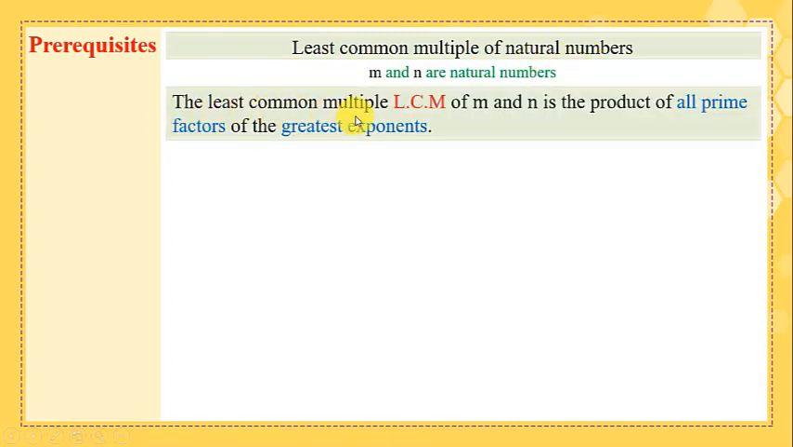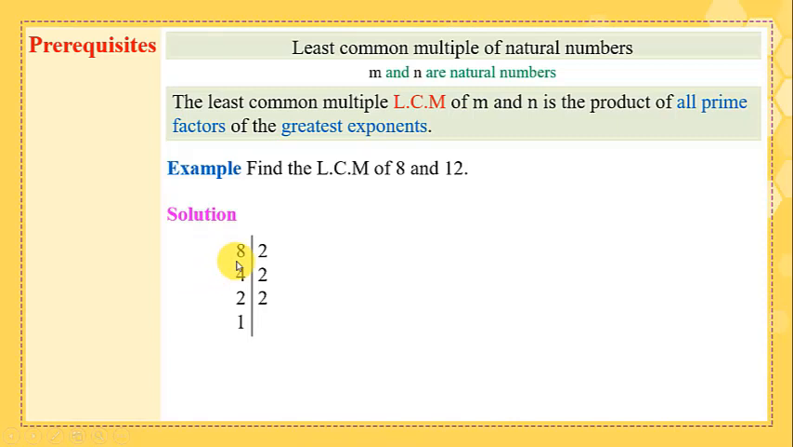The least common multiple, LCM, of m and n is the product of all prime factors with the greatest exponents. Let's see this example. Find the LCM of number 8 and number 12. Solution. First of all, we will make the prime factorization of number 8. So 8 over 2 is 4, over 2 is 2, over 2 is 1. Then 8 is equal to 2 times 2 times 2, equal to 2 cubed.